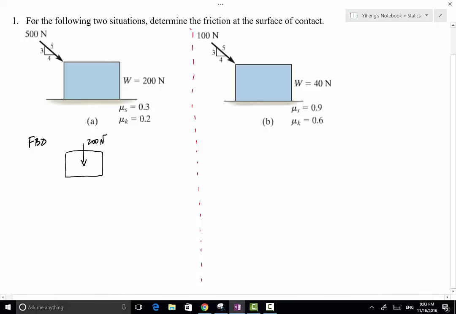The applied 500 Newton force can be resolved into horizontal and vertical components. The horizontal component will be 500 times 4 over 5. That'll be 400 Newton here. And the vertical component will be 300 Newton. And of course, we have a normal force. The location of the normal force at this point is unknown. And also we have the frictional force. So now we have completed the free body diagram. And in this case, we have actually two unknowns, the normal force and the frictional force.